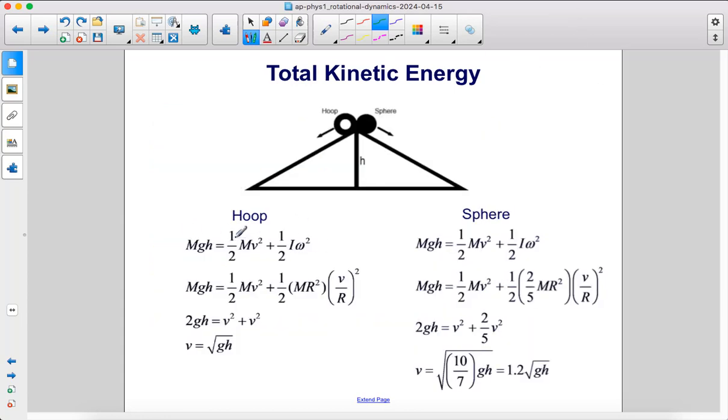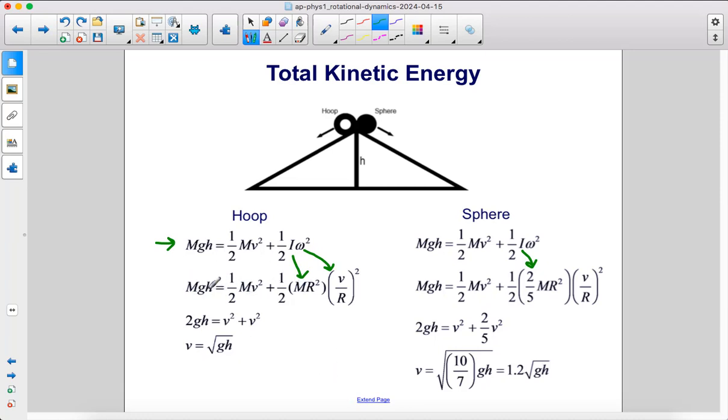All right, so both the hoop and the sphere start out with that same conservation of energy equation. We're immediately going to replace omega with v over r for both of them. However, what is different here is that the moment of inertia for the hoop is mr squared, while the moment of inertia for the solid sphere is 2/5 mr squared. So that's the difference between these two equations, is just the moment of inertia. Next, we do a bunch of algebra, and we simplify this expression and solve it for v.